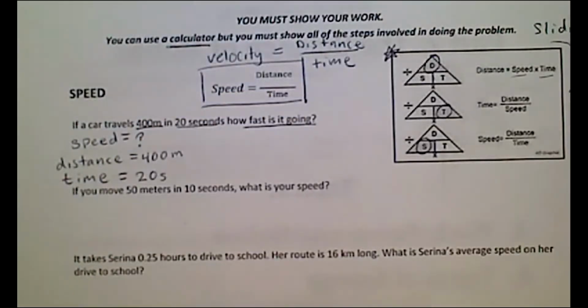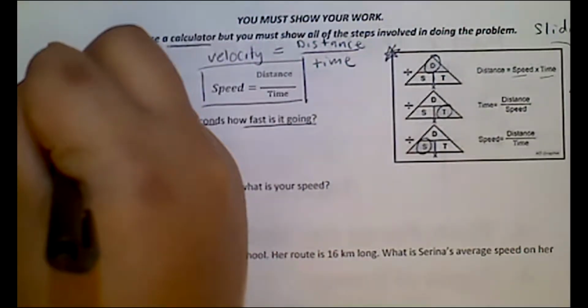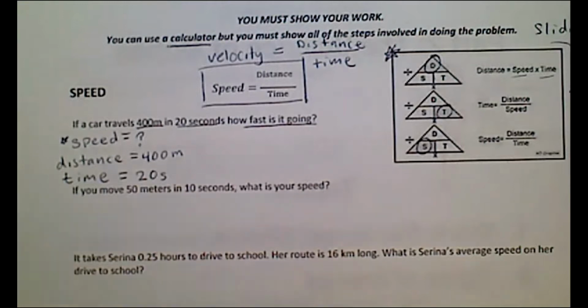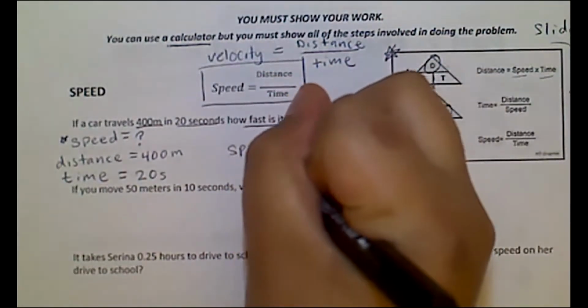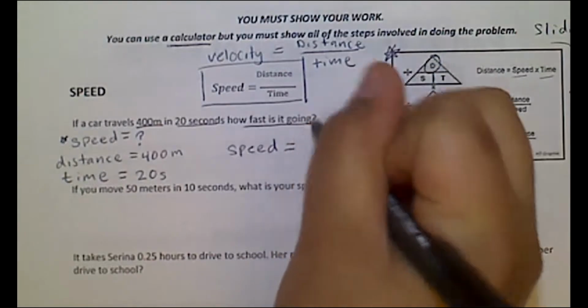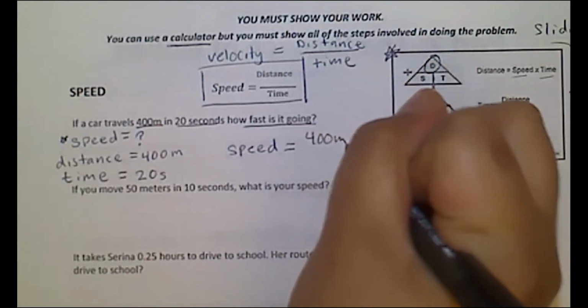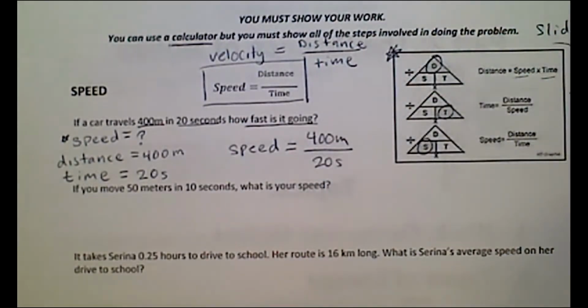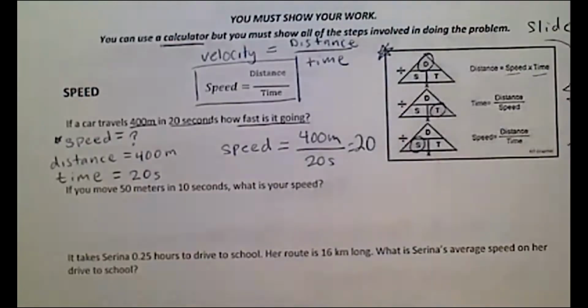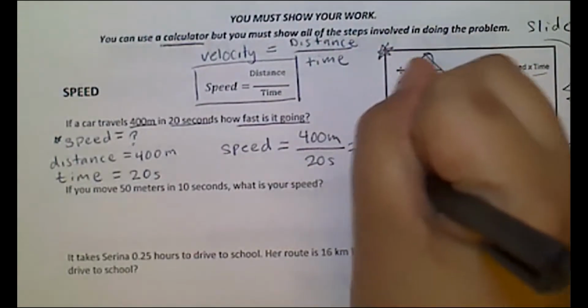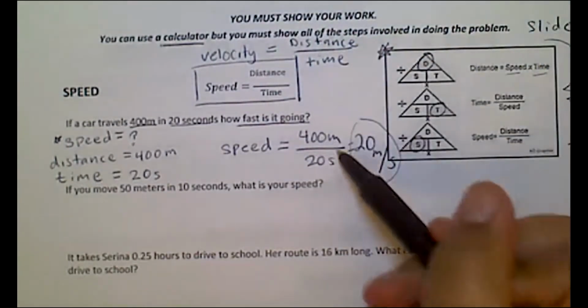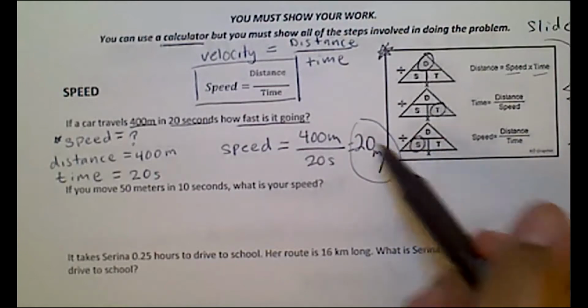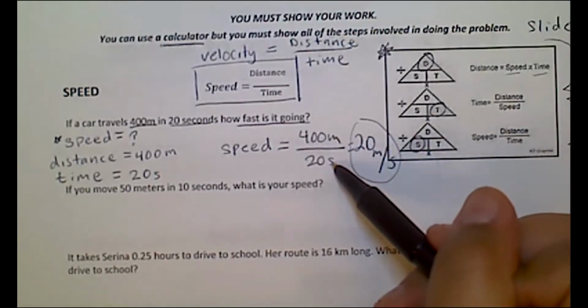So now I've identified my variables. I need to find my missing variable, which in this case is speed. So I can write out my formula like normal. Speed is equal to distance, which is 400 meters, over 20 seconds. What is 400 divided by 20? 20. So I get 20, and this is the important part, meters per second. I got that unit, meters per second, because I did m divided by s.